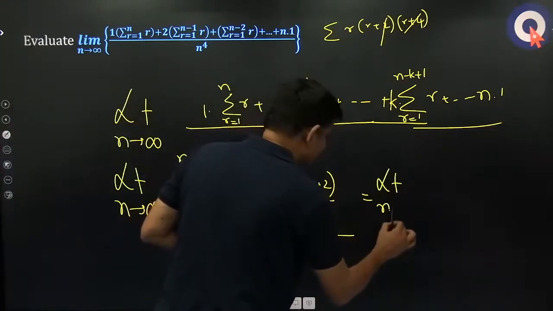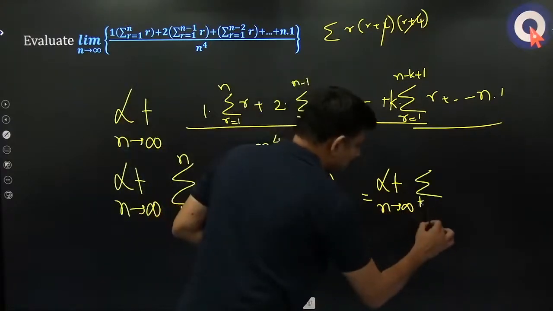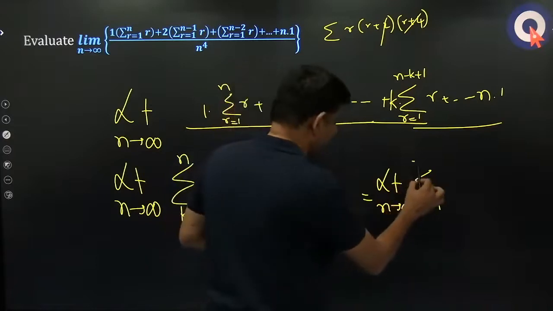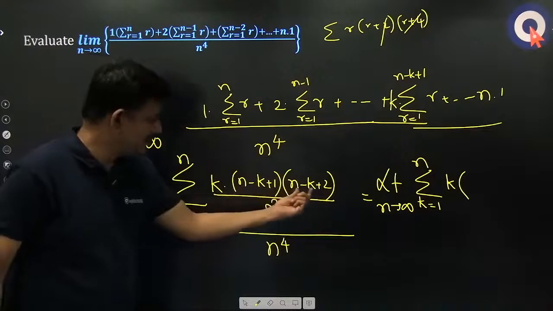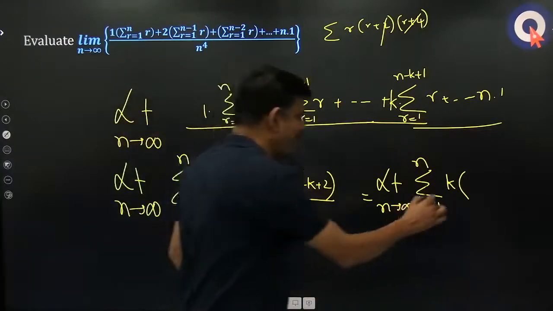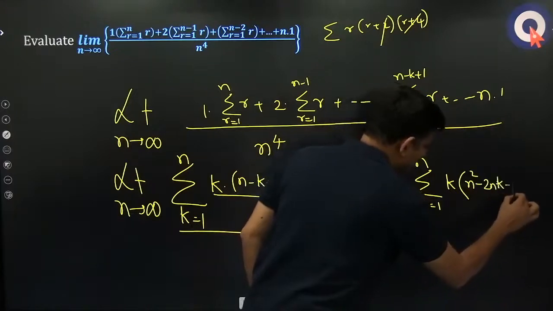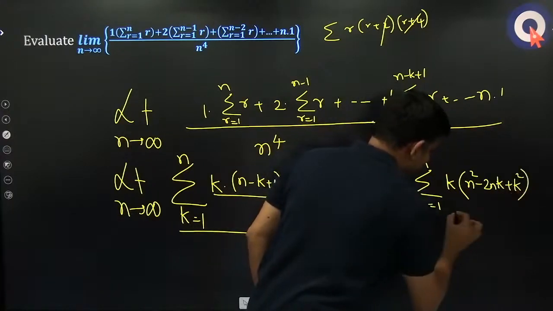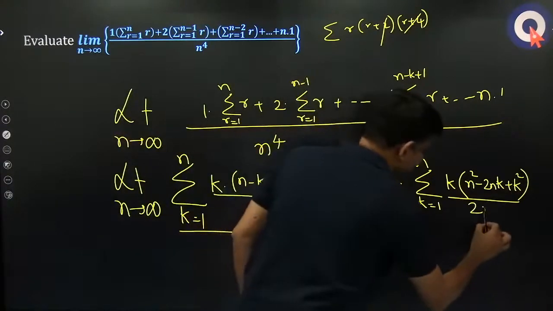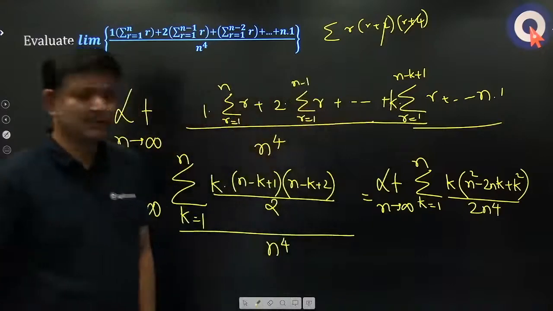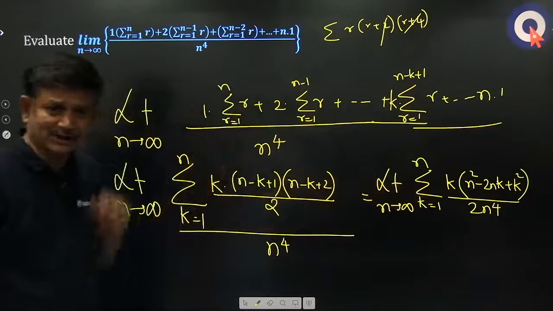Limit n tending to infinity, sigma k is equal to 1 to n k into, what do you have then? N minus k, n minus k. N minus k whole square is n square minus 2nk plus k square divided by 2. I will bring it here, 2n power 4. Okay? This is much simpler than this particular question.